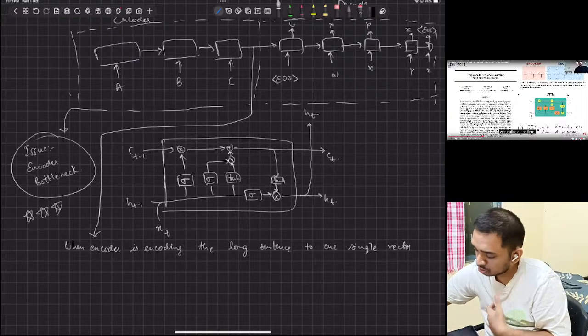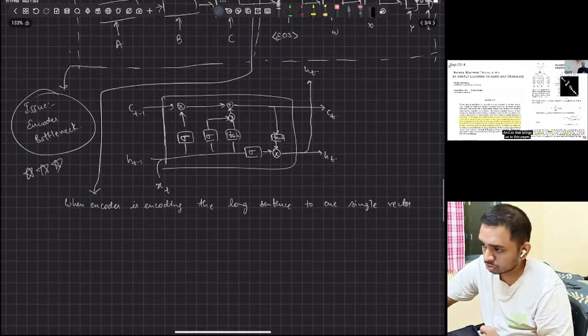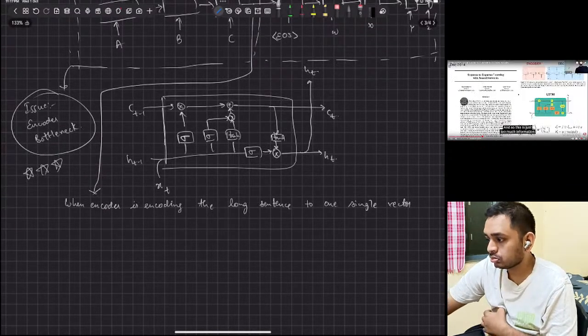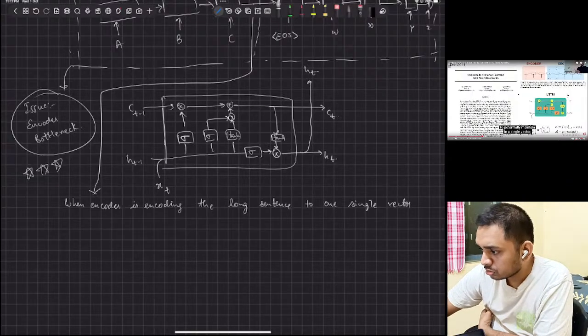Encoder bottleneck, as it was called at the time. And so this is just too much information to potentially maintain in a single vector, and that didn't seem correct.